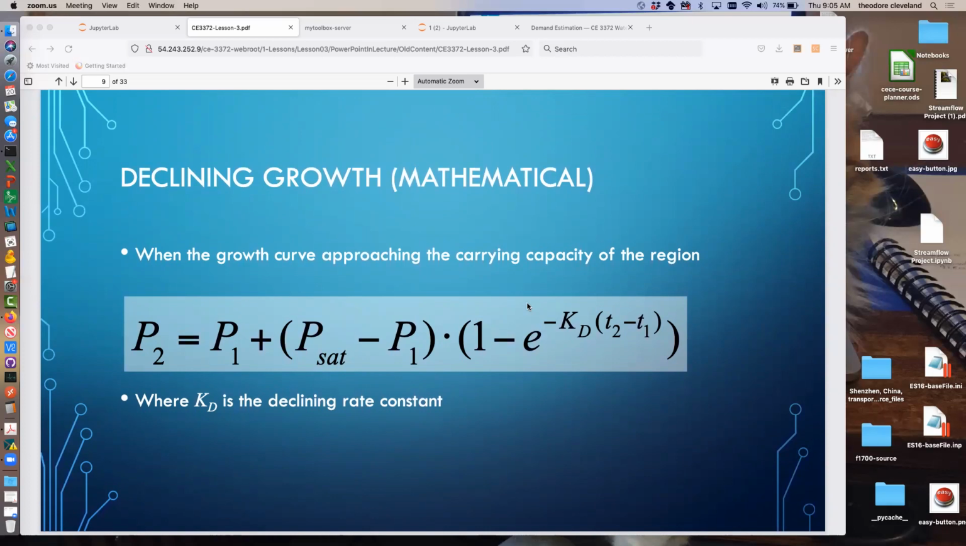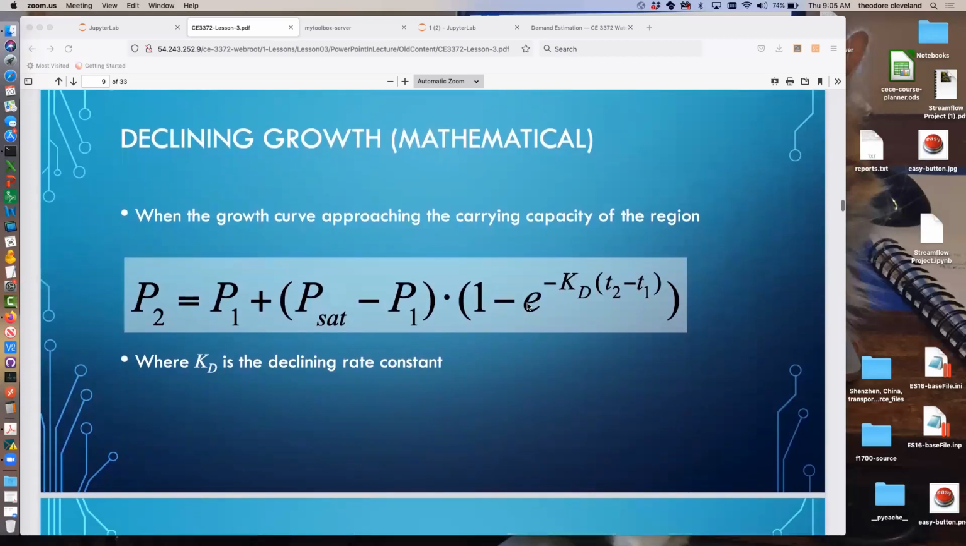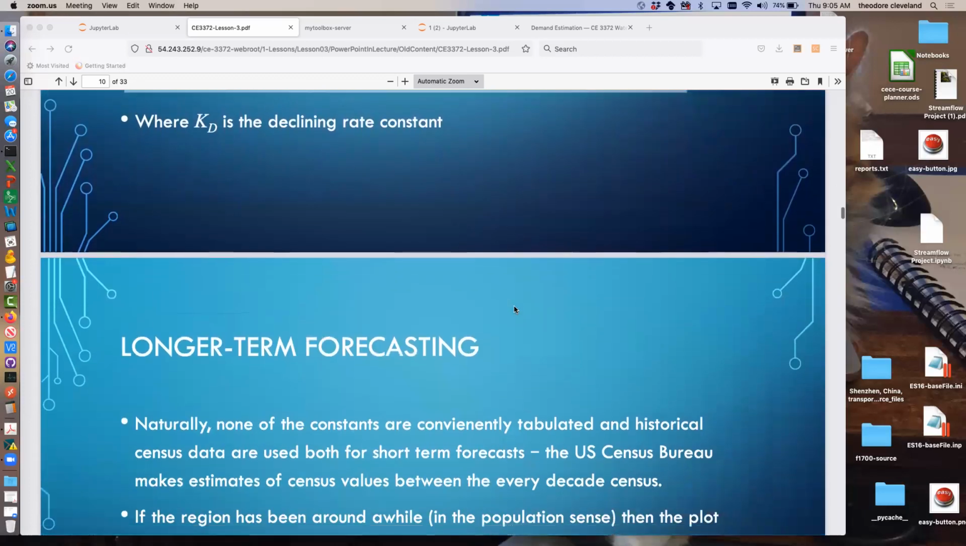So in their case, in California, the population in 2023 is going to be equal to the population in 2022, which is right now, plus the saturation population minus the population in 2022 times 1 minus e to the minus kd, to change in time. So that's just the arithmetic of the three things.